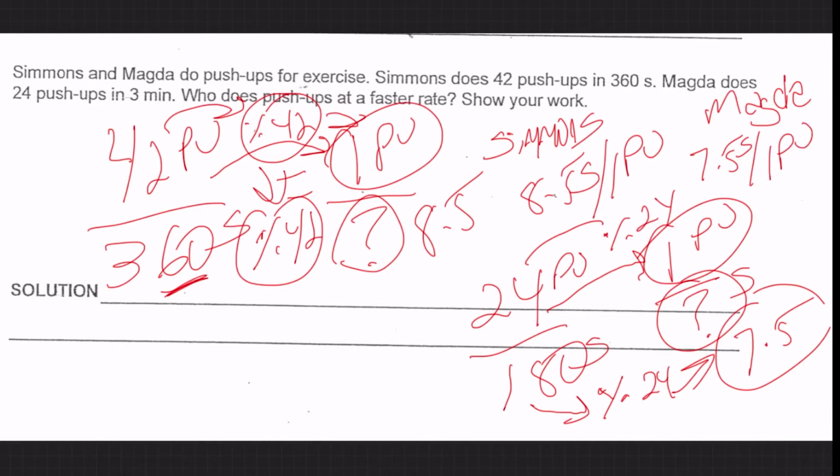So now we have a comparison. We've got one of them taking 8.5 seconds to do one push-up and one taking 7.5 seconds to do one push-up. The question is, who does push-ups at a faster rate? Well, the one who's taking less time to do them, because then they can do more faster. And in this case, that would be Magda, who's doing one push-up in 7.5 seconds. So Magda, definitely the one in better shape here. How did you do on this one? All right, let's try question number 9.